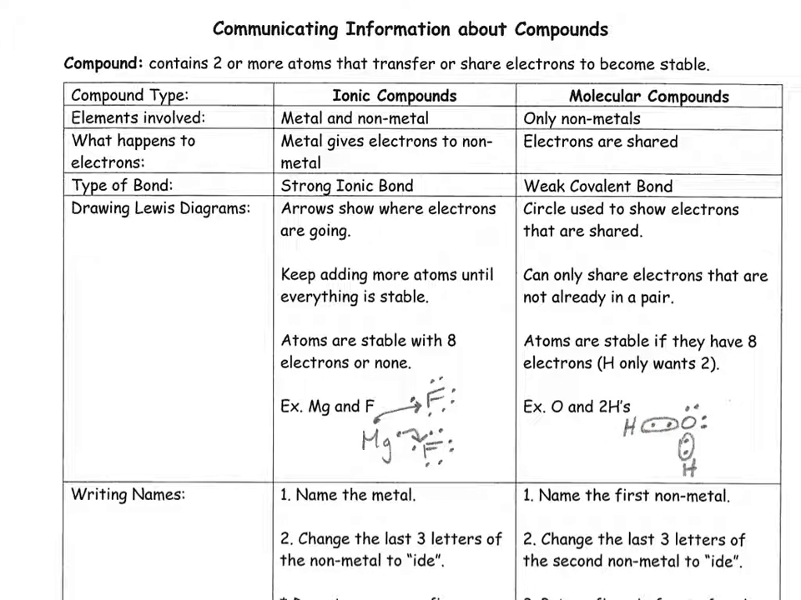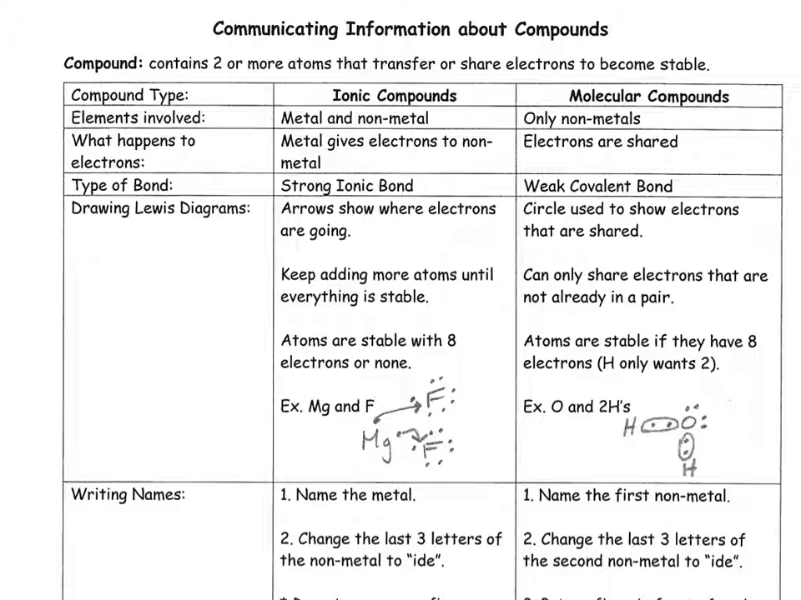Atoms are stable if they have access to 8 electrons. Because this oxygen atom in the example is sharing these 2 pairs of electrons, it has access to 2, 4, 6, 8, and will now be stable. The exception is hydrogen. Because hydrogen only has 1 shell of electrons, it only wants 2 to become stable. This hydrogen has 2, and this hydrogen has 2.